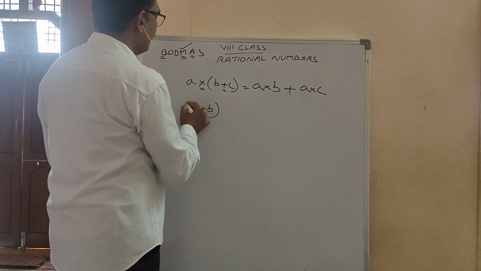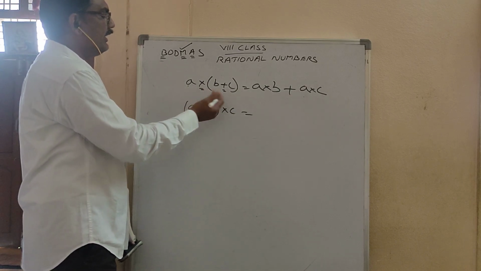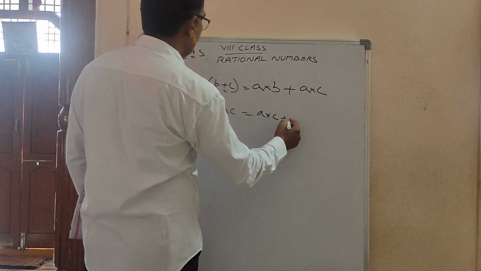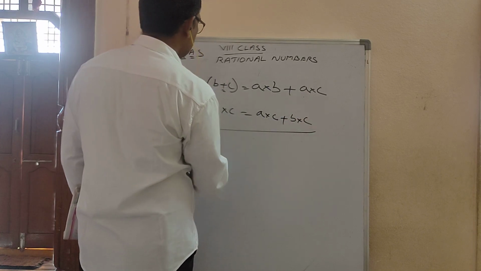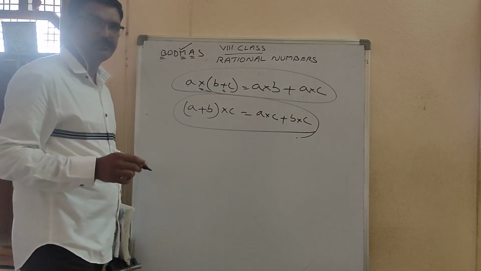Now, right distribution law means A plus B into C is there. So what is the answer? Again what you have to do is A into C plus B into C. It is the right distributive law. The earlier one is the left distributive law.